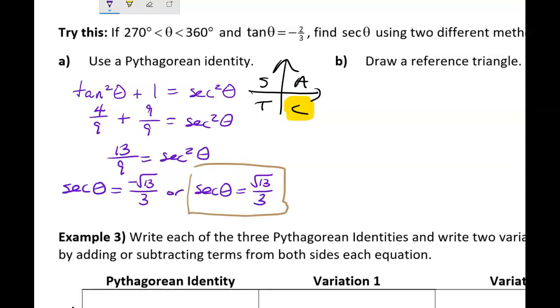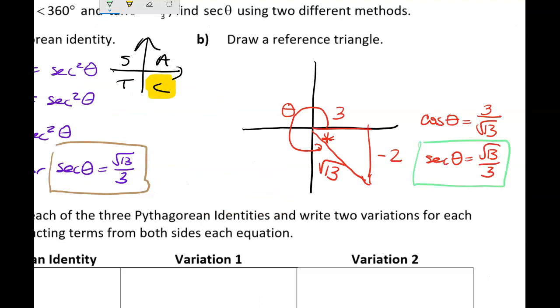All right, here's our result using the Pythagorean identity, and I chose to use the Pythagorean identity that relates tangent and secant. Tangent squared plus 1 is equal to secant squared. We chose the positive square root since we are in quadrant 4, and in quadrant 4, angles terminating there have a positive cosine value and therefore a positive secant value as its reciprocal. Try B by drawing a reference triangle.